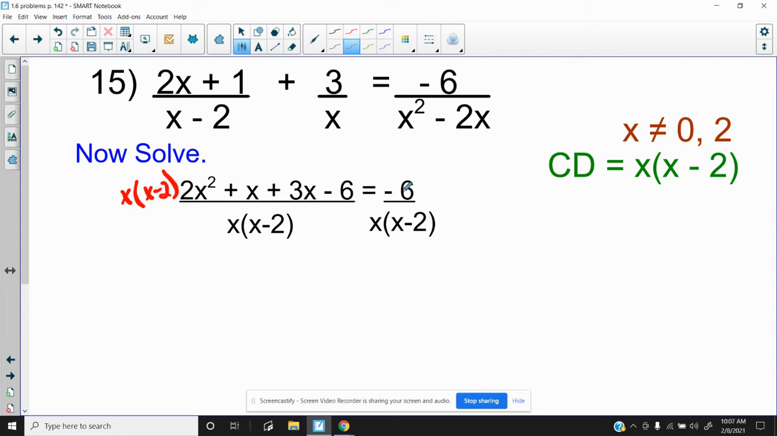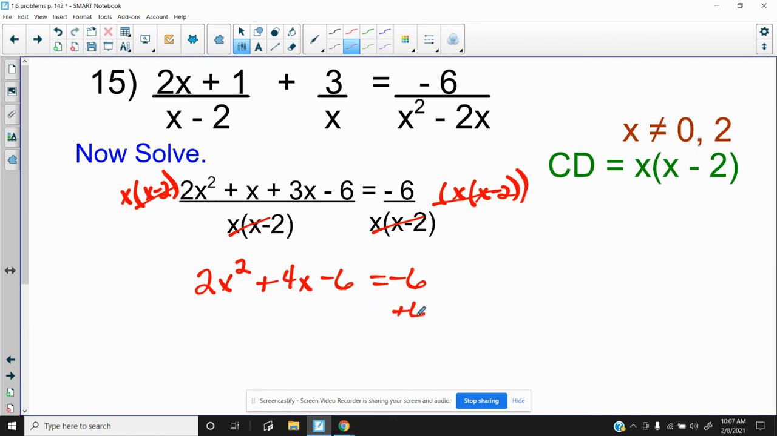So I'm going to multiply by x times x minus 2, but that cancels out. And since I multiplied the left-hand side by x times x minus 2, I have to multiply the right-hand side by x times x minus 2. And then again, that cancels out. So what I really have to work with then is 2x squared plus 4x minus 6 equals -6. Looks like a quadratic equation to me. So let's add 6 to both sides. And now I have 2x squared plus 4x equals 0.